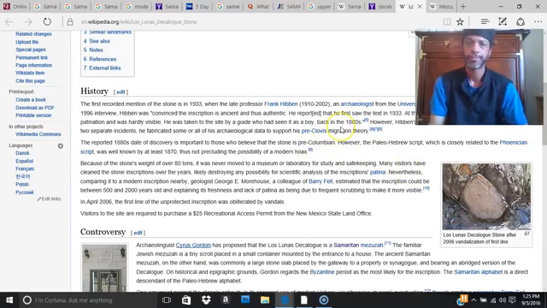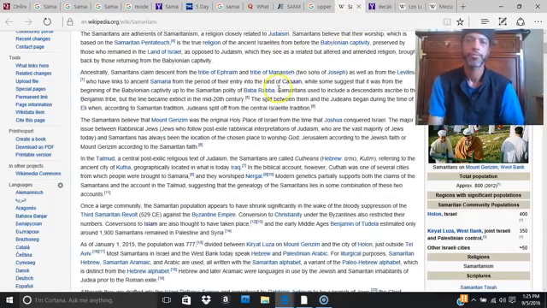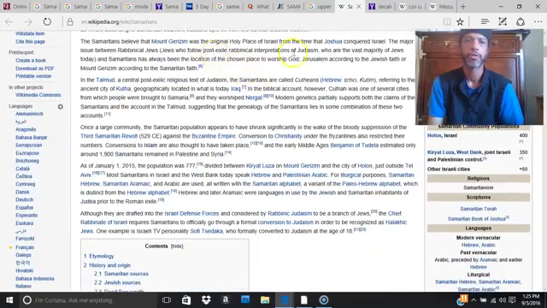All right, so here we have that link. Now, when he talks about these guys, it says that they're from the Levites, who have links to ancient Samaria from the period of their entry into the land of Canaan, while some suggest that it was, we got through this, didn't we, the Mount Gerizim, we got down that far. Samaria has always been the location of gods when we got to that.